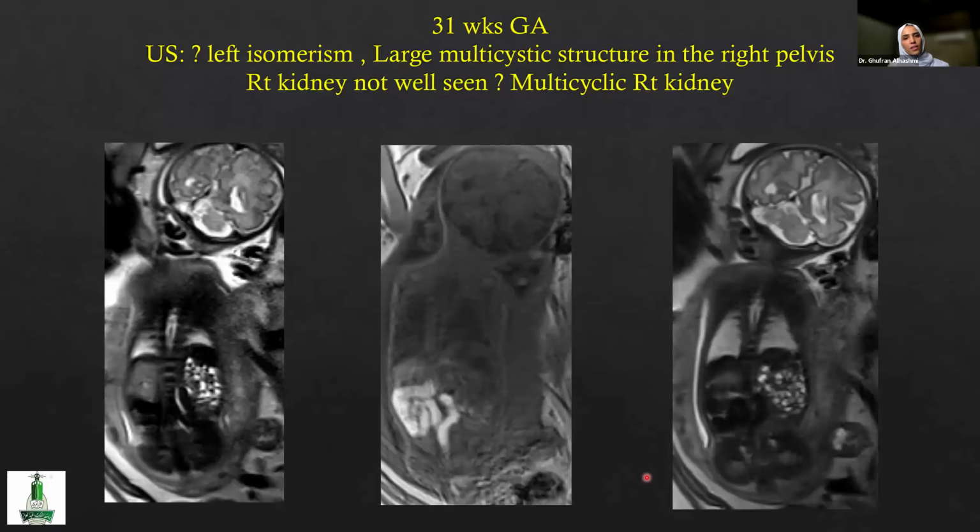Shown here is a patient referred at 30 weeks gestational age. On ultrasound, they found what looked like possibly left isomerism on cardiac imaging. And then in the abdomen, they saw a large multicystic structure in the right side of the pelvis. And they were not able to see the right kidney. So they were thinking that this patient might have multicystic right kidney.